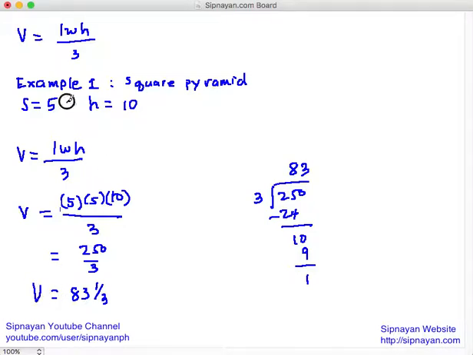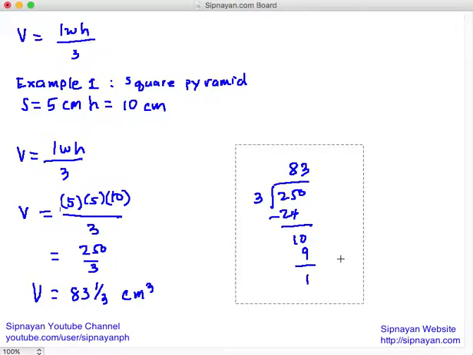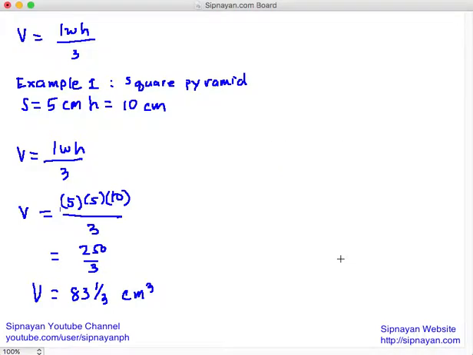So halimbawa may cm tayo dito, and we have cm here. Of course, this will become cubic centimeters kasi nga volume siya, no? So this is cubic centimeters, no? Or of course, kung gusto niyo mag-decimal, 1/3 ng decimal is 0.3333, and it's a repeating decimal. You can just say 83.3333 with unending 3's, no? So yan yung ating example 1.